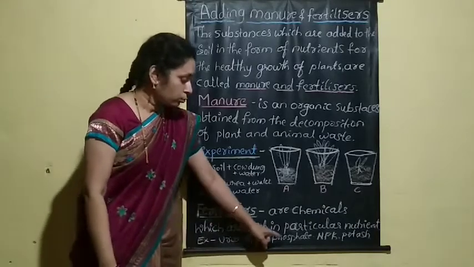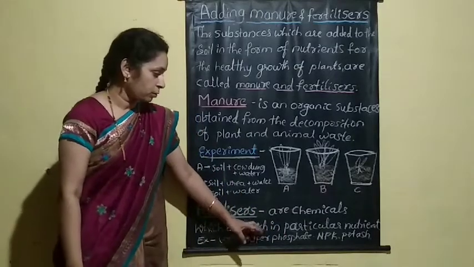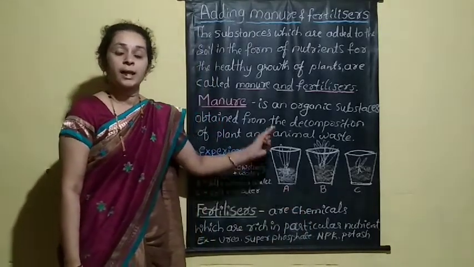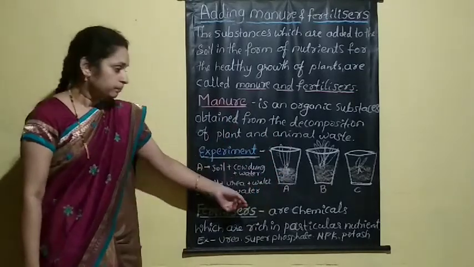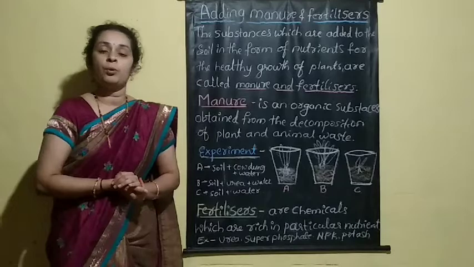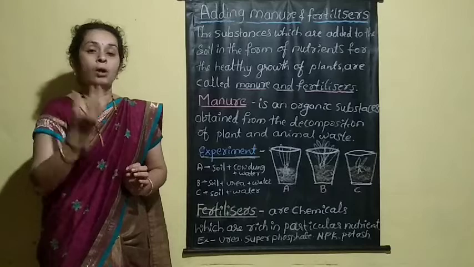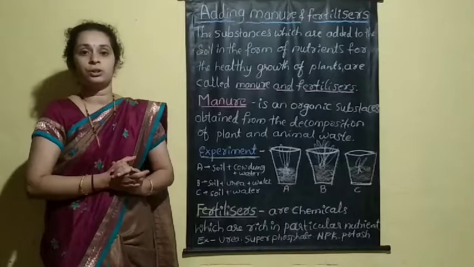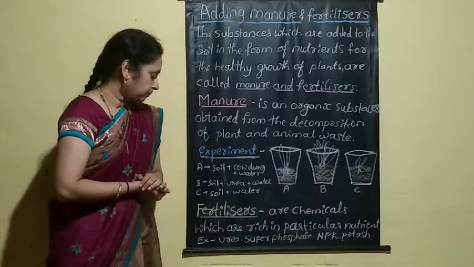The next one is super phosphate. Its main content is phosphate or phosphorus. Another very important one is NPK. It contains nitrogen, phosphorus and potash. K means potassium. Another example is potash. Another example is ammonium sulfate. It contains the nutrient sulfur. All these types of fertilizers provide particular nutrients for the growth and development of the crops or for the growth of the plants.